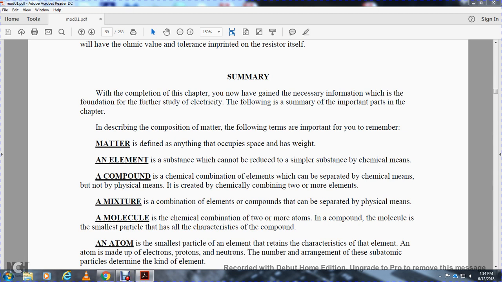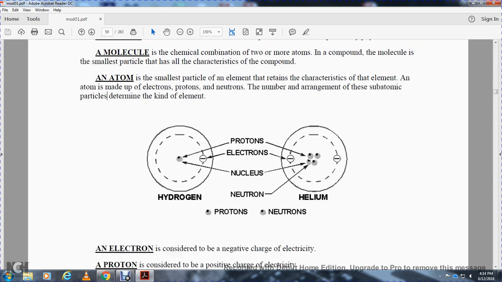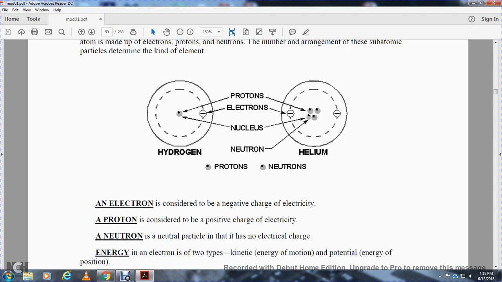An atom is made of electrons, protons, and neutrons. The number and arrangement of the subatomic particles is determined by the kind of element. For example, hydrogen has one electron and helium has two electrons. The number of protons in the nucleus is equal to the number of electrons. An electron is considered the negative charge of electricity, a proton is considered the positive charge of electricity, and a neutron is a neutral particle with no electrical charge.